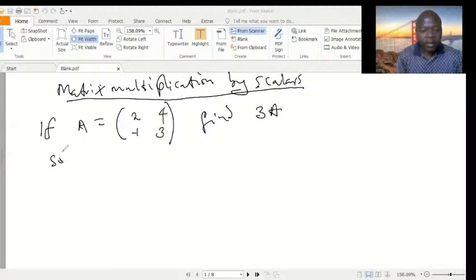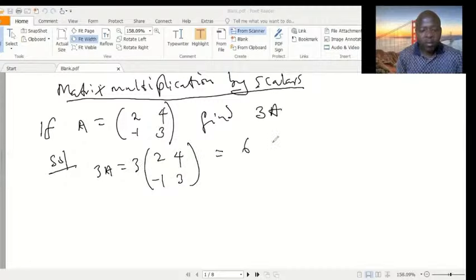And this is very easy. 3 multiplied by A is just 3 multiplied by [2, 4; -1, 3]. We are multiplying 3 by each of these entries. 2 times 3 will be 6. 3 times 4 will be 12. 3 times -1 will be -3. 3 times 3 will be 9. So this is 3A.